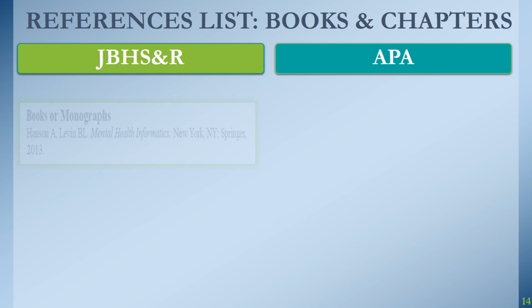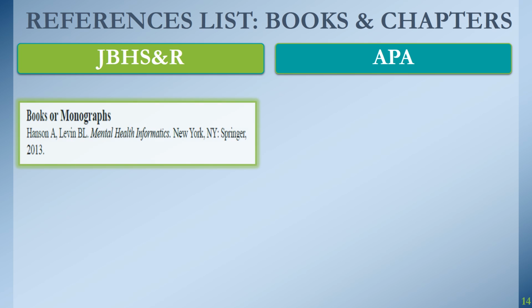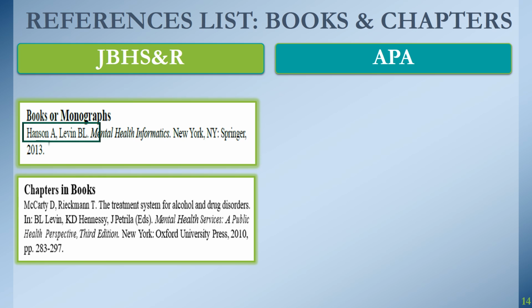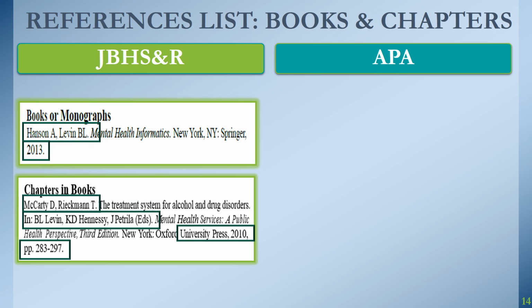Next, let's take a look at examples for how to use JBHS&R referencing style for books and chapters in a book. For books, you can see I've highlighted in the boxes the author names and the year the book was published. For chapters in books, I've highlighted both the author names and the editor names. Remember, no periods or commas between last names and initials. And then location and order of chapter page numbers, publication year, and the publisher of the book.